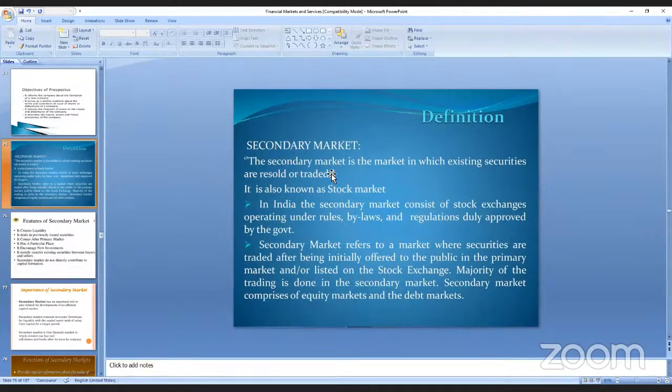A secondary market refers to a market where securities are traded after being initially offered. Here, the secondary market refers to a market where securities and shares are traded after being initially offered to the public. Initially they will be given to the public in the primary market, then immediately listed on the stock market. There are also rules for listing. And the majority of the trade is done in the secondary market.